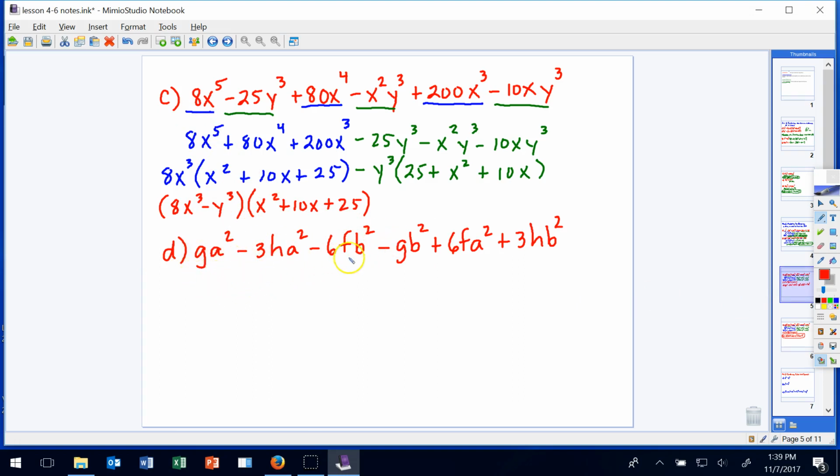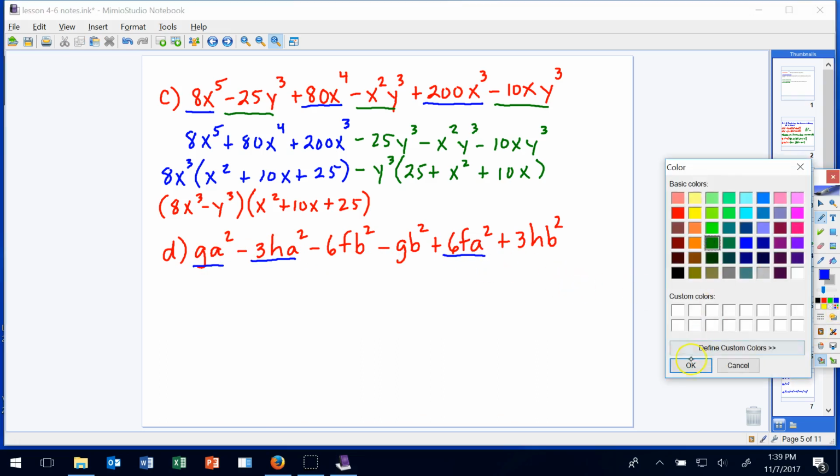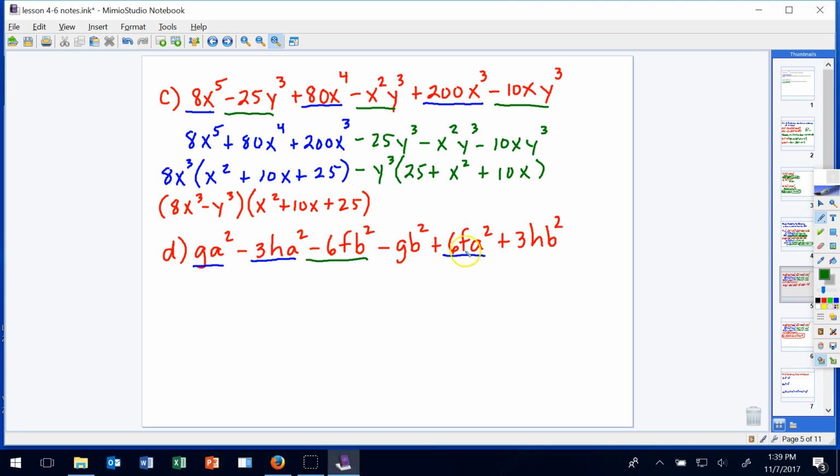And hopefully you can see that really we have two groups. We have an a squared group. This has a squared, and a squared. And then we have a b squared group. 3 terms that have a squared and 3 terms that have b squared in them. So that's going to help us with setting up our two groups. Here's the blue group, the a squares. And then we'll write out the green group, the b squares.